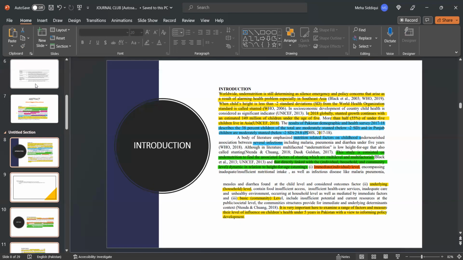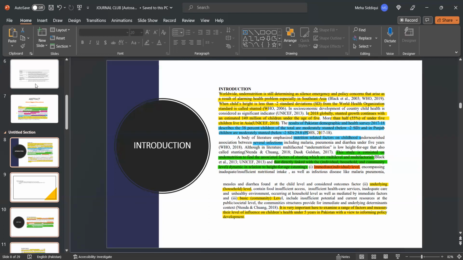The results of the Pakistan Demographic and Health Survey 2017 to 18 describe that 38% of the total children are moderately stunted. In Punjab, 29.8% of children are moderately stunted. A body of literature emphasizes nutrition-related factors in childhood undernourishment associated with several infections, including malaria, pneumonia, and diarrhea in under-5s. Although in the literature, multiplicity of undernutrition is low height for age, that also causes stunting.